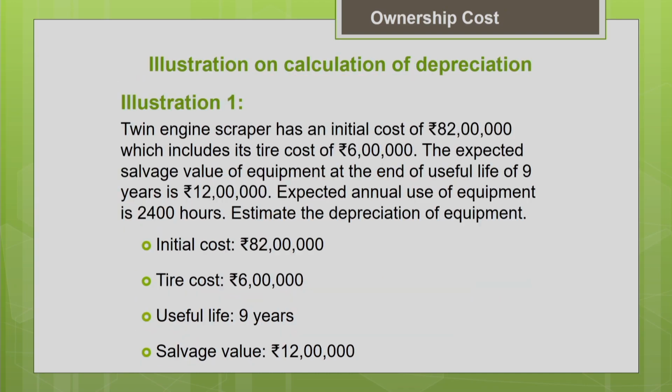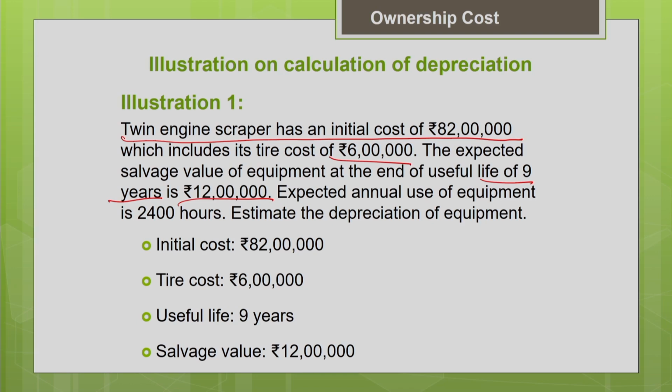Now let us work out an example on how to estimate the depreciation by all the three methods which we have discussed so far. So this is a problem. A twin engine scraper machine has an initial cost of 82 lakh. It includes a tire cost of 6 lakh. The expected salvage value of the equipment at the end of useful life of 9 years is 12 lakh. That means at the end of 9 years, I will be able to sell this machine at 12 lakh. That is my salvage value.